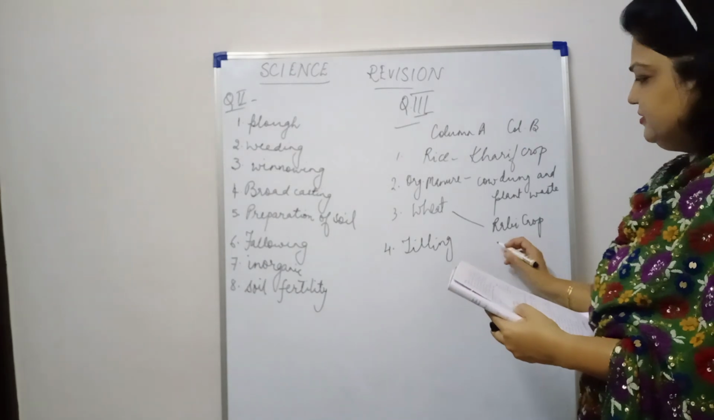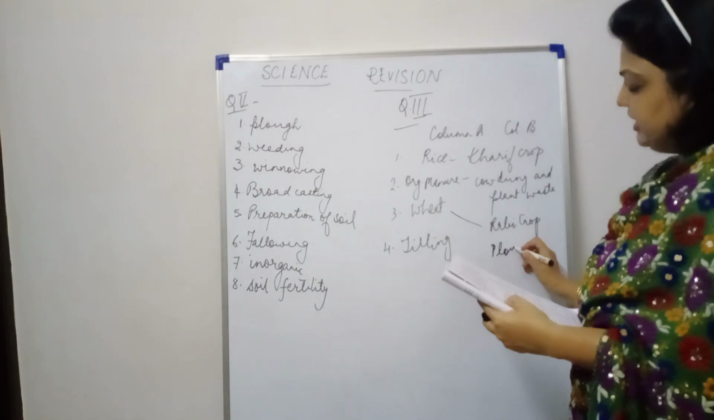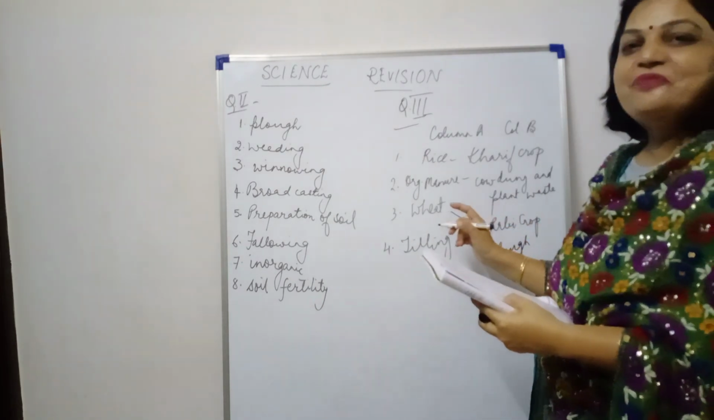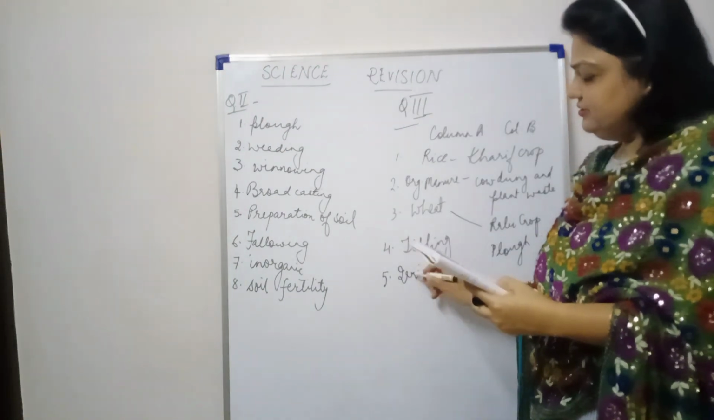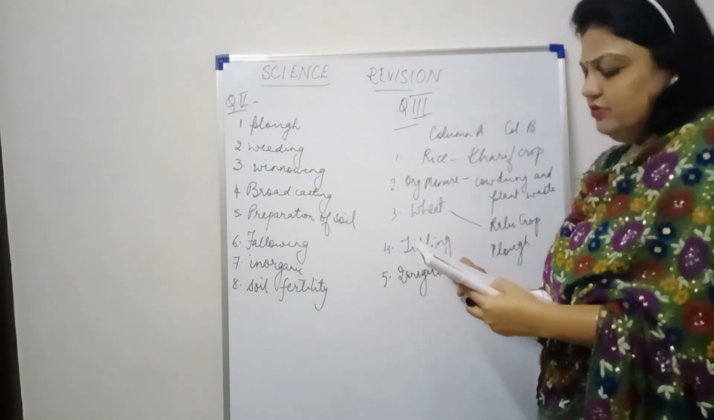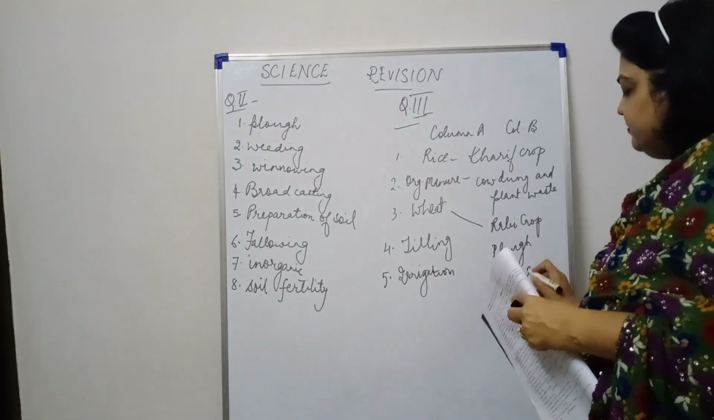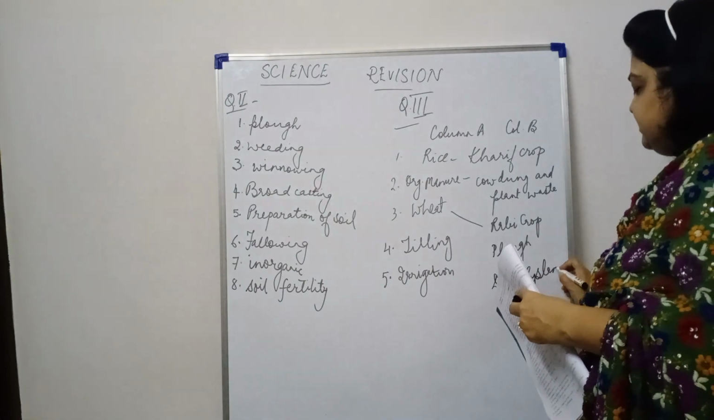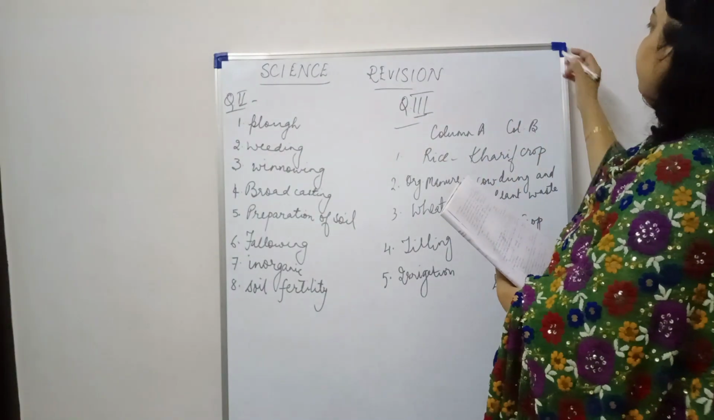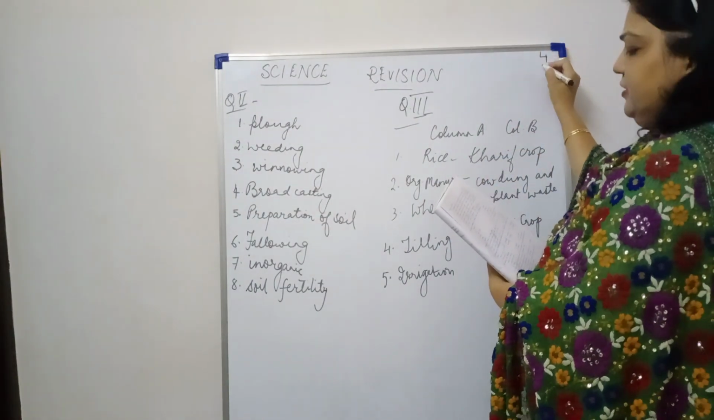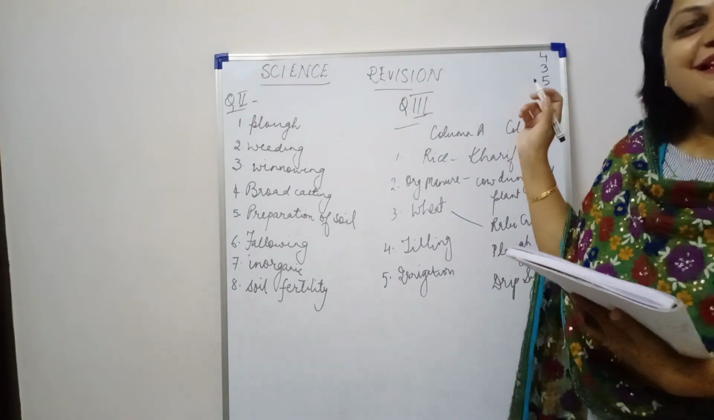Number 4, tilling. Tilling should match with plow, because you know tilling is done with the help of an implement called as plow. Number 5 is irrigation. It should go with drip system. Okay, so this way these answers are there. Now if you are writing or numbering them in front of column B, the numbering will be 4, 3, 5, 2, 1. This way numbering will be done.